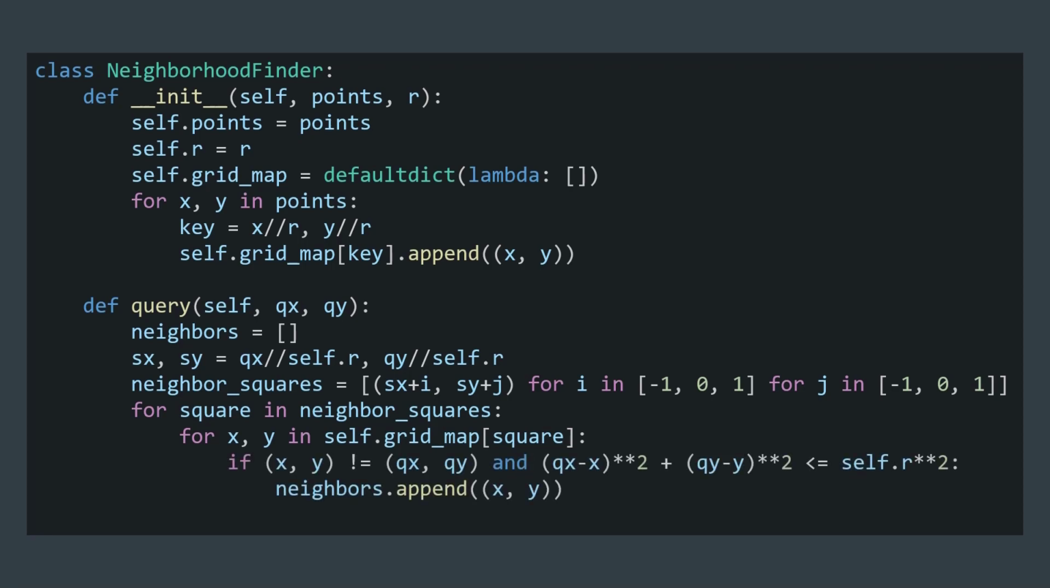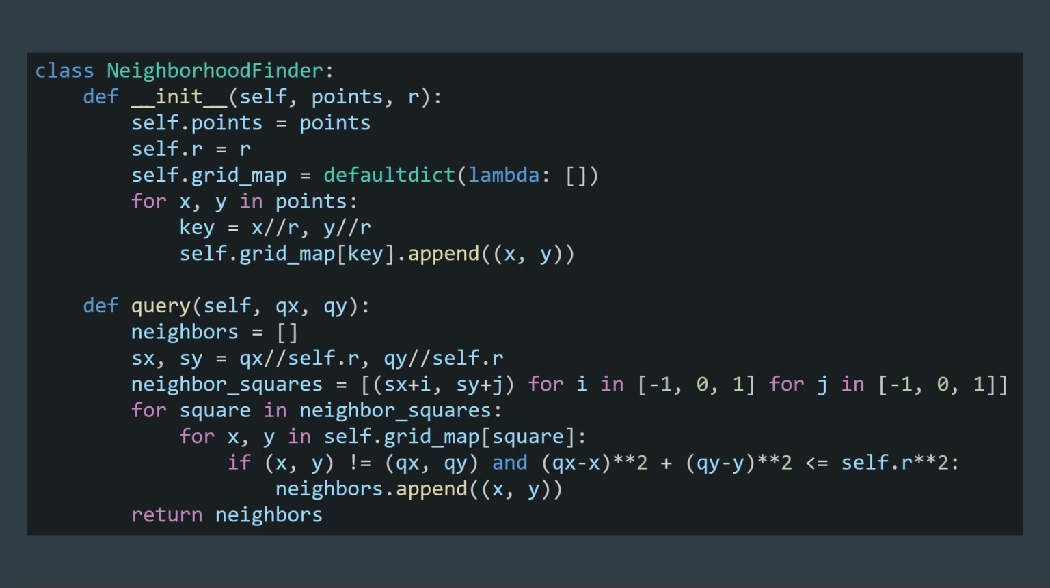And if the distance from our query point doesn't exceed r, the radius, we add the point (x, y) to the list of neighbors of qx, qy. If it's not qx, qy itself, of course. Finally, we return the list of neighbors after the loop. And we solved our problem.